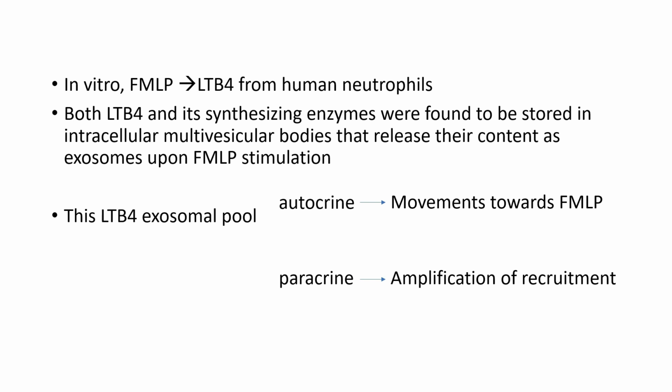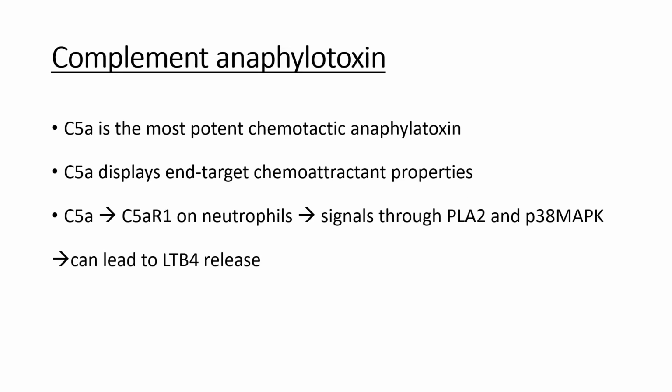This leukotriene B4 pool acts in both autocrine and paracrine fashion. When it acts in autocrine fashion, it causes the movement of neutrophils towards FMLP. In a paracrine fashion, it causes activation and amplification of neutrophils. Complement anaphylatoxin: complement 5a is the most potent neutrophil chemoattractant. It usually acts through its own specific receptors on neutrophils and activates PLA and MAP kinase pathways, which would further stimulate the production of leukotriene B4 as discussed before.